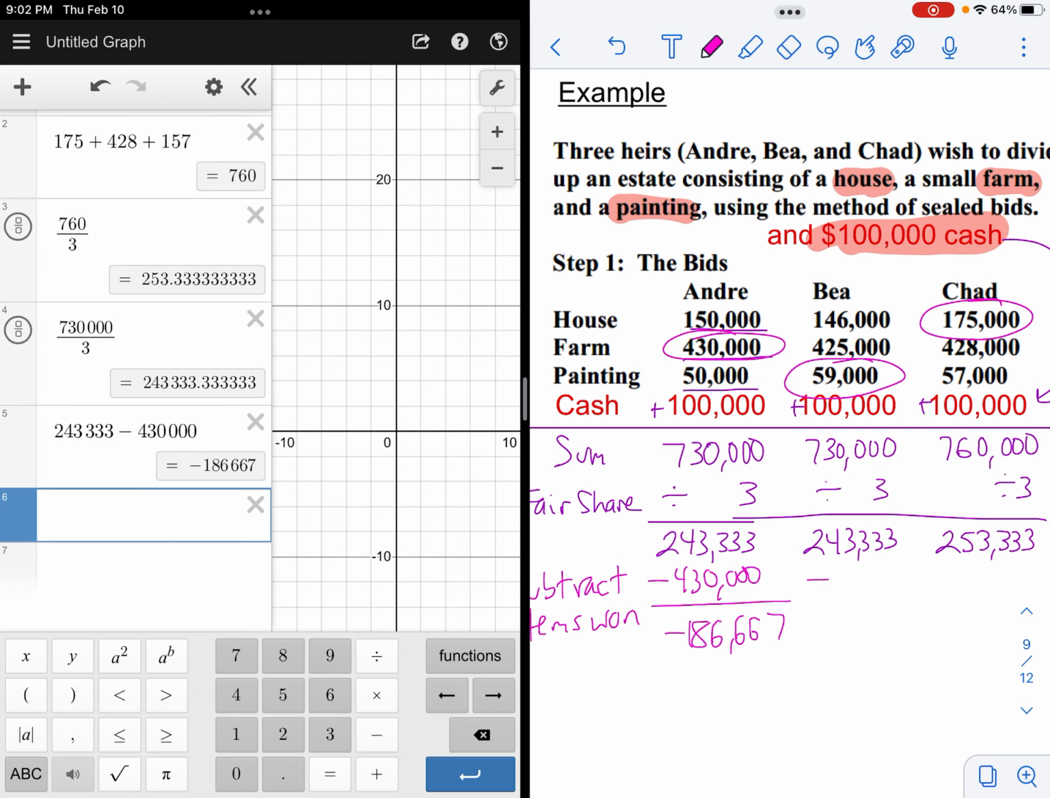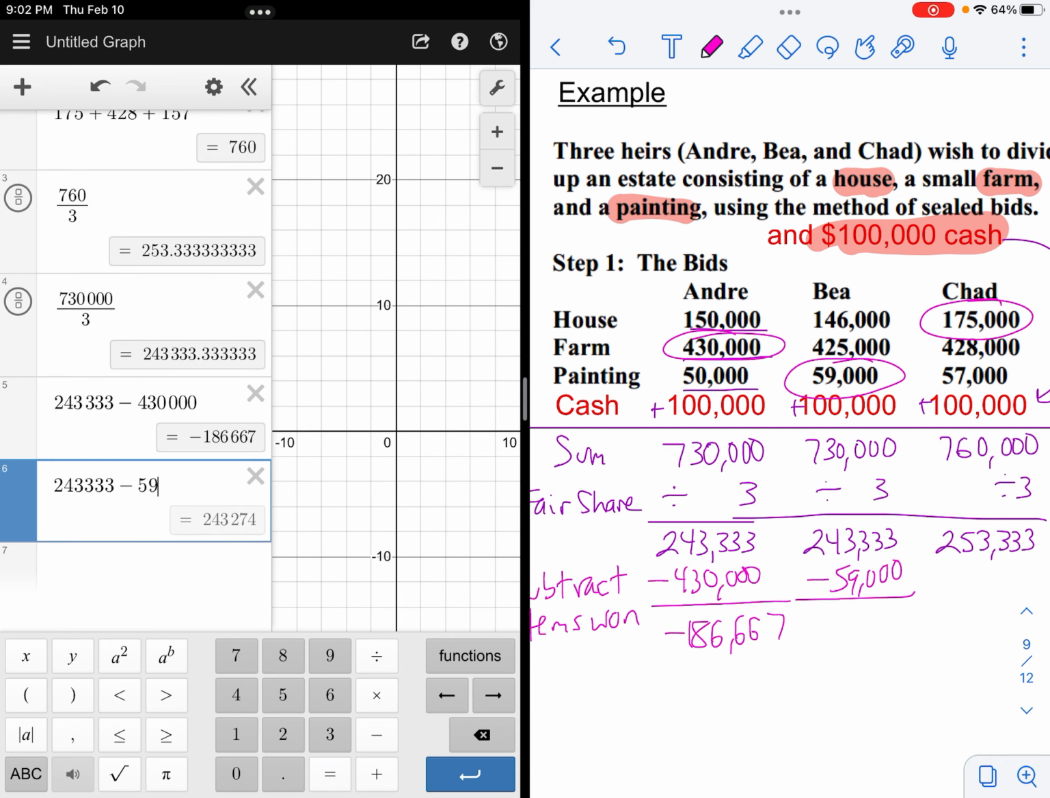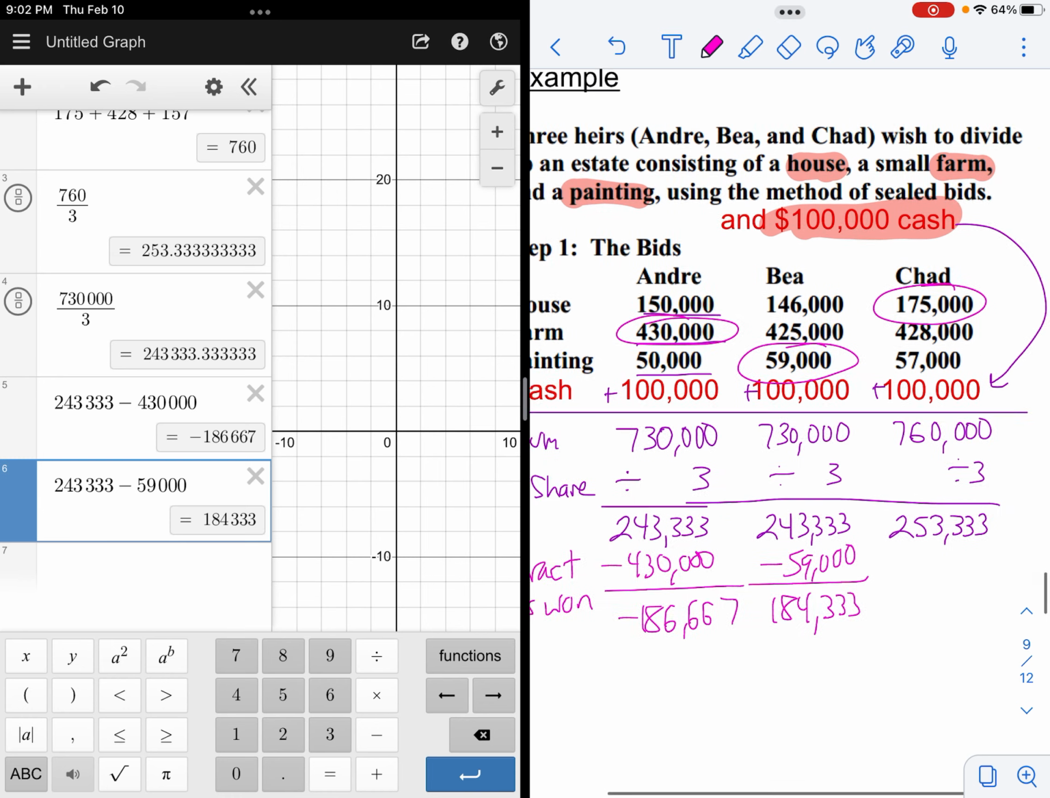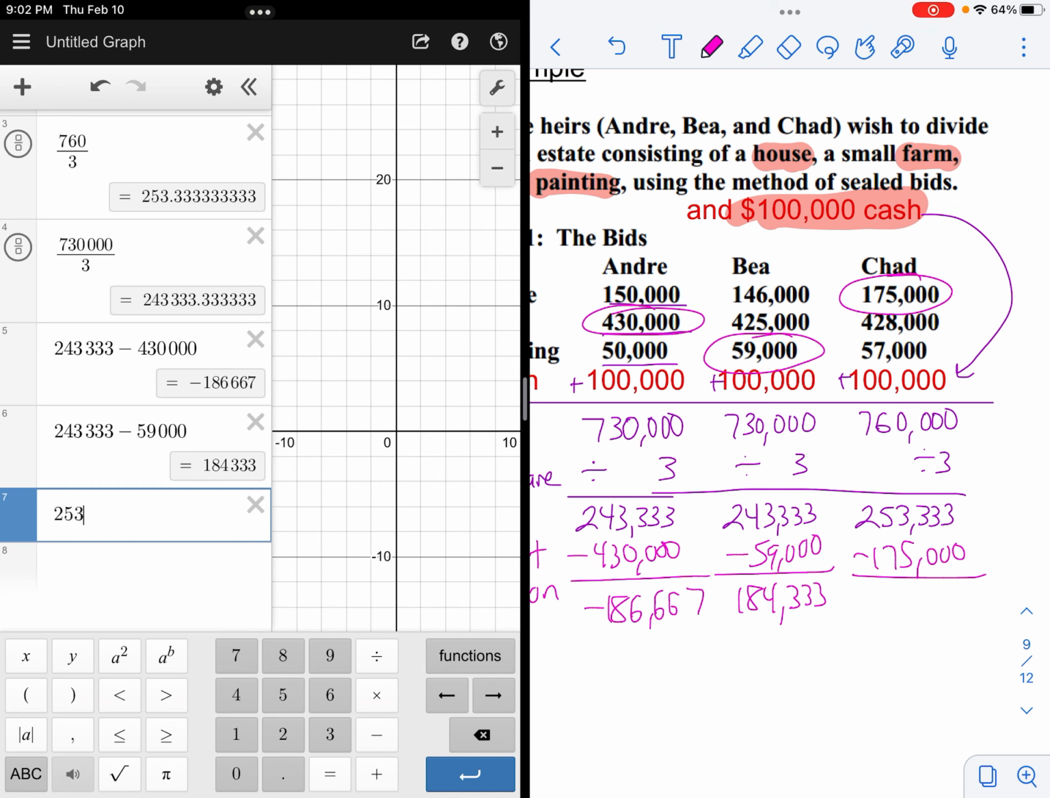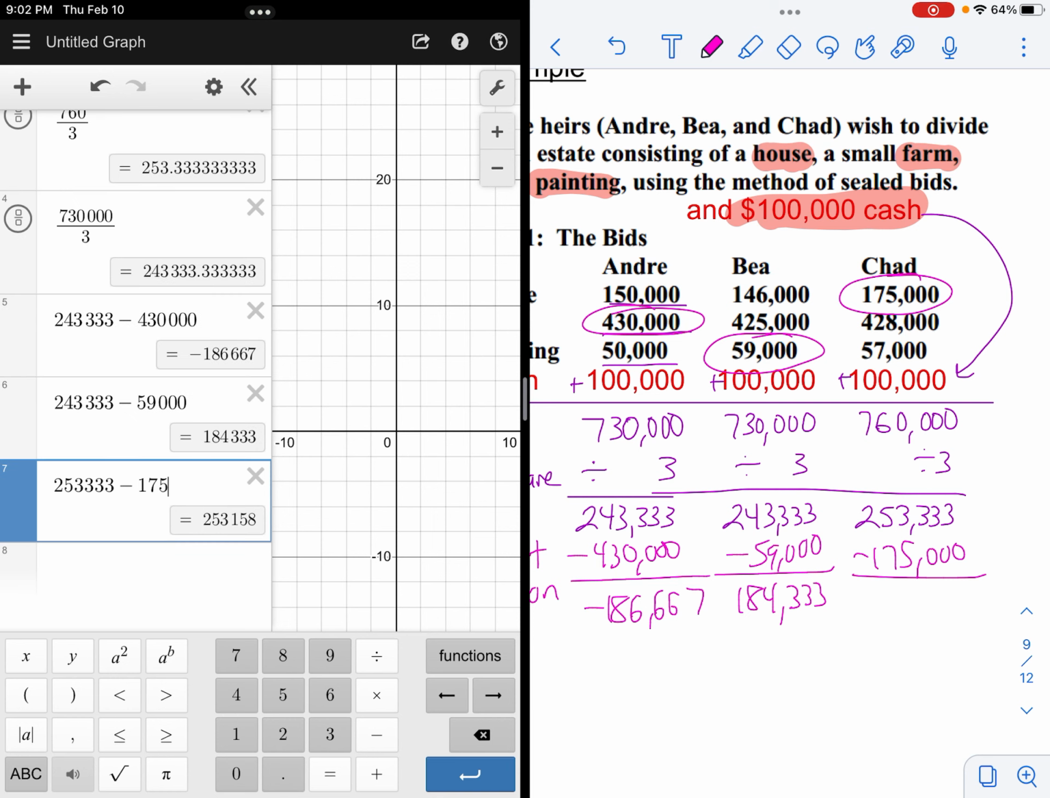B won a $59,000 item, so we're going to subtract that. So 243 minus 59,000 is 184,333. And then Chad won a $175,000 item. So 253,333 minus 175,000. That's 78,333.